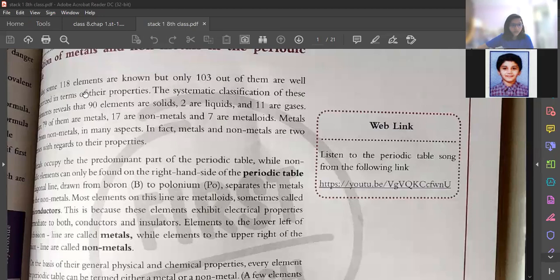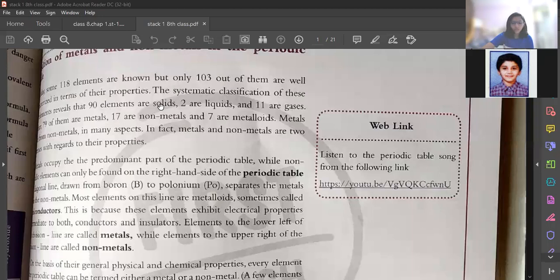Out of 118 also, there are only 90 elements in solid state, 2 elements in the liquid state, and 11 elements in the gaseous state. That is, out of the 103 elements which were known at the time, 90 elements are in the solid state, 2 elements are in the liquid state, and 11 elements are in the gaseous state.